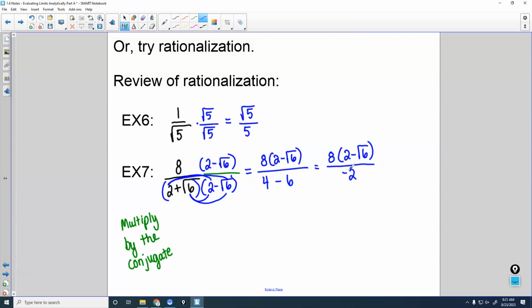If I don't distribute, well, either way, you can reduce that because that 8 and that negative 2 could reduce, and there's multiplication in between, so it's okay to reduce those things. So if I reduce, this would be a 4, this would be a 1, so that would be 4 times 2 minus square root of 6 over negative 1. You'd probably see it written like this, negative 4 times 2 minus square root of 6. Or they may distribute that negative 4. Because that negative, I could write it in the bottom here, or I could move it up to the top, which is what you're more likely to see.